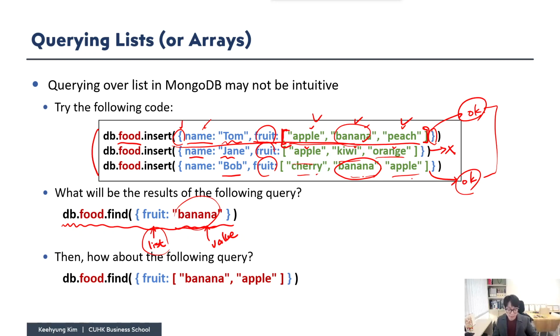And sometimes you may also design a query like this. So in this case, the fruit should include banana and apple, like this. And let's just see what happens if we try this query.